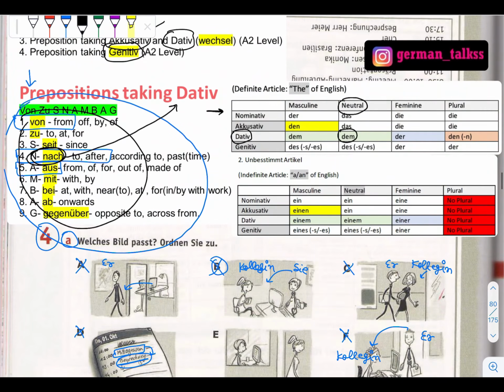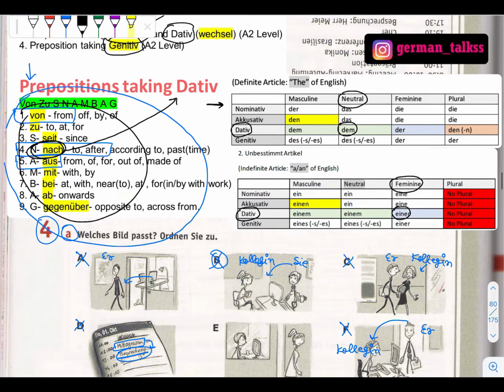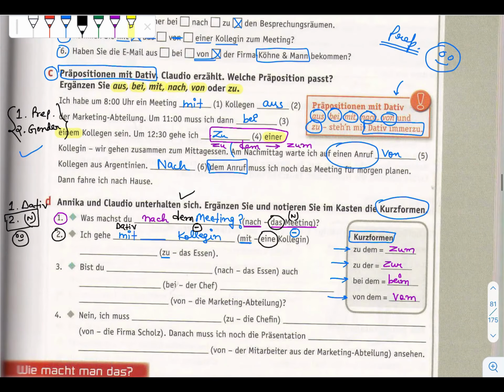So we will see dative feminine, einer. Ich gehe mit einer Kollegin. Now zu dash Essen. Zu takes dative. The gender of Essen is neutral. Dative of neutral.